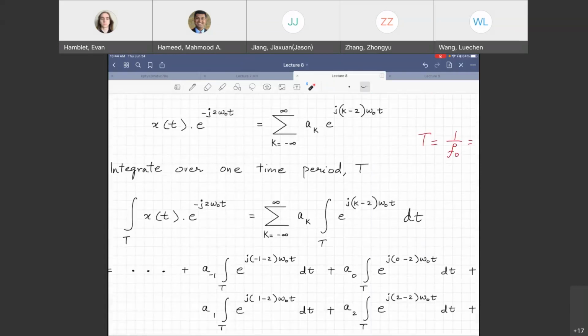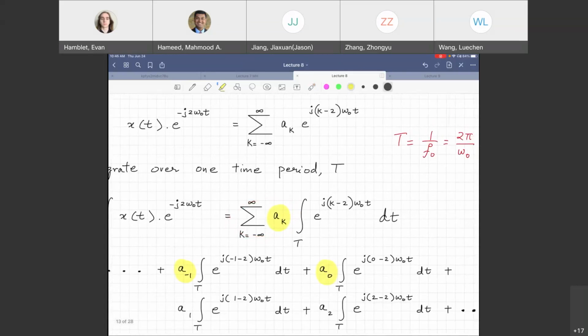You see, summation a sub k, so this guy is giving you a negative 1. Before that, it gave you a negative 2, a negative 3, and so on to the left. Over there, you have a sub negative 1, a sub 0, a sub 1, a sub 2, and so on. So that is taking care of the a sub k part.